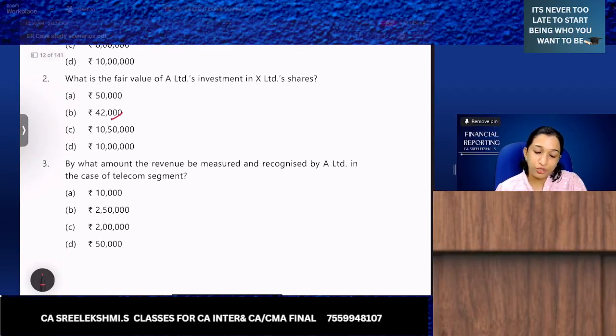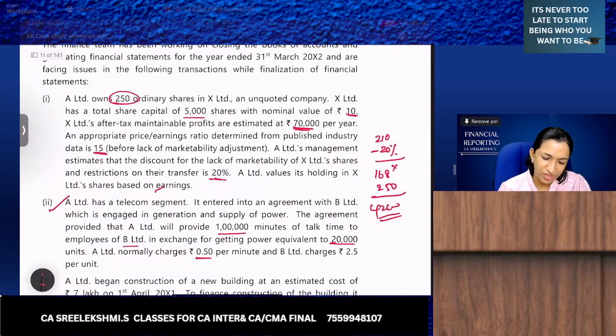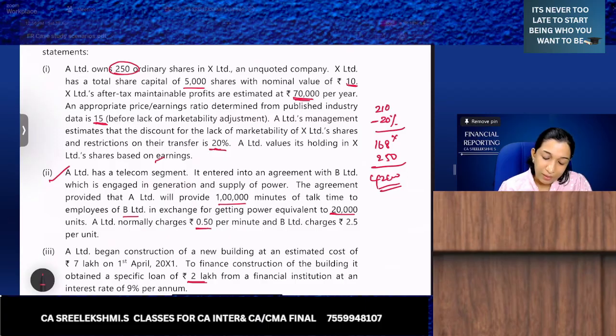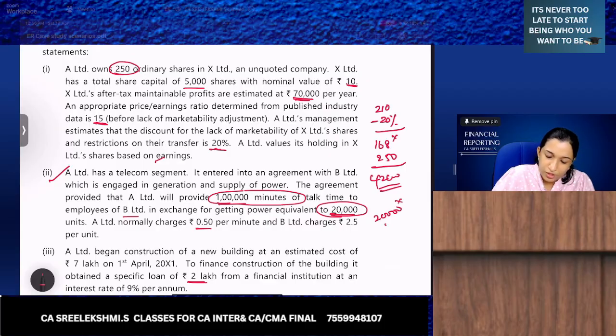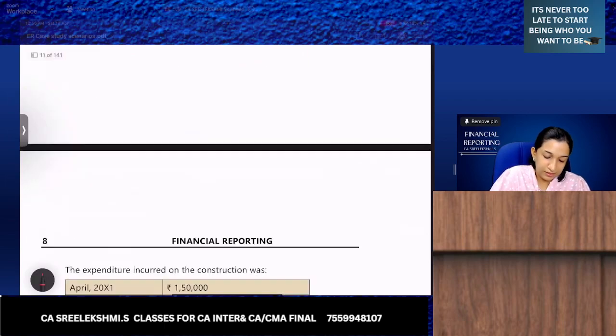By what amount revenue to be measured and recognized by A Limited? So what is the rule in Ind AS 115? A Limited will provide 1 lakh minutes of talk time and will get 20,000 units power equivalent. See, listen, as per Ind AS 115, in case of non-cash consideration, revenue is recognized at the fair value of goods and services received. So which means 20,000 into per unit 2.5, 50,000, right? 50,000 is the revenue to be recognized.